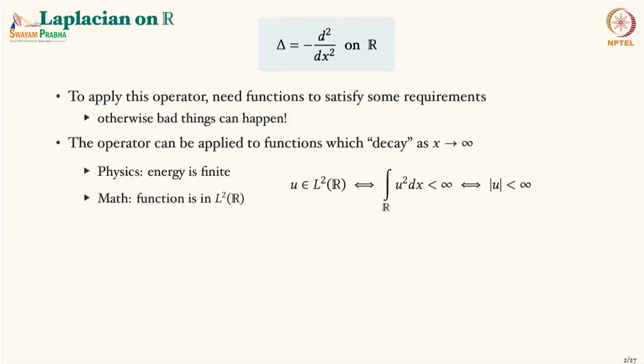So the requirements usually are that the function should decay to 0 as your x, this is a small mistake, it should have said absolute value of x, as x goes to plus or minus infinity, this function should decay down to 0. Physicists might then say that the energy in the function is finite, or in the language of math, you'll say that the function is in the L2 space on R, and this is the definition of the L2.